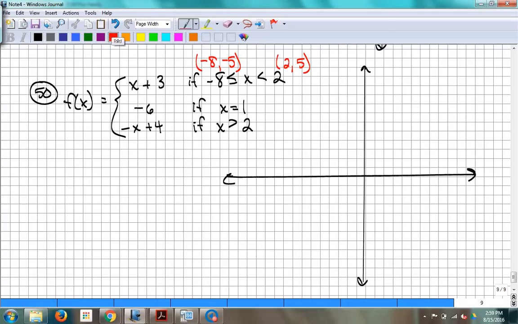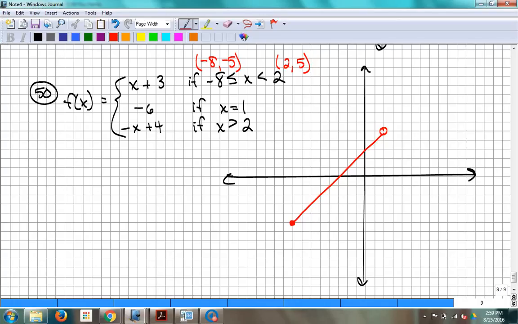Okay, so -8, -5, and 2, 5. Filled in circle on the -8, -5. What kind of circle on the 2, 5? Open. Why? It isn't equal to. It doesn't have an equal to mark. Okay, so that's an open circle. We know that's a straight line because it's in linear form, slope-intercept form. So I don't even have to count slope there. I got 2 points. I can just connect those. Is that all you do? For that part, yes, since there were 2 of them and we know it's a straight line.